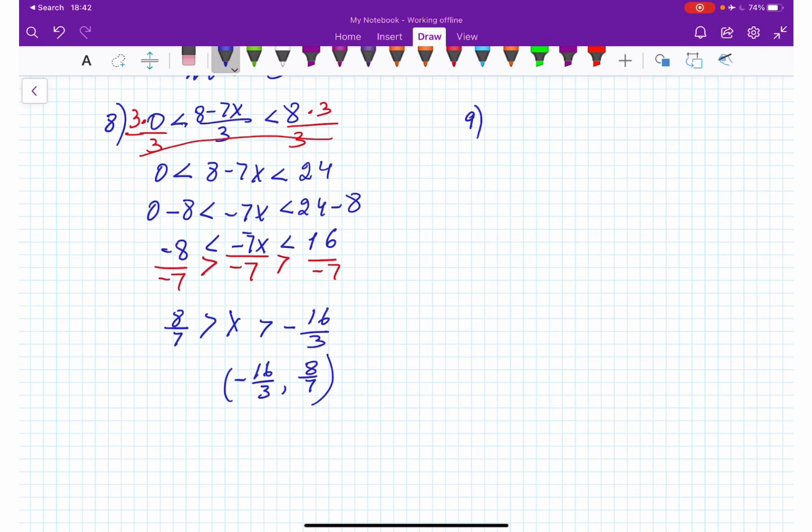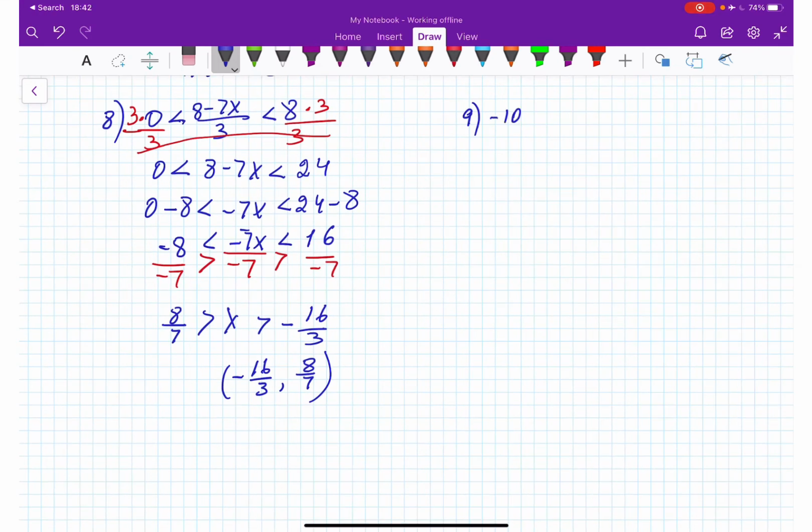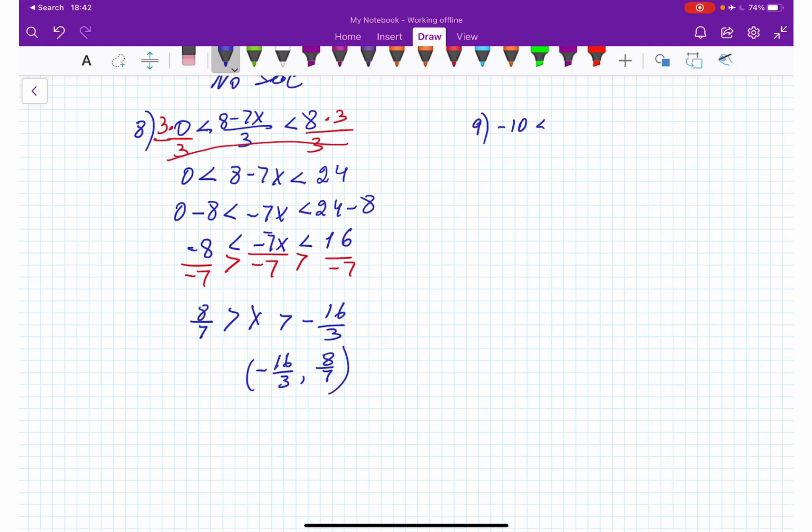We have negative 10 less than 5 times x minus 2 and less equal 1. Okay, so to solve it, we are going to first distribute 5 times x and negative 2. It's going to be 5x minus 10 greater than negative 10 and less equal 1.